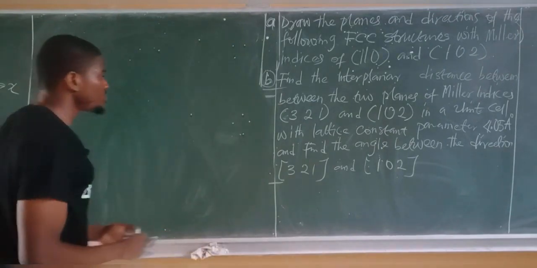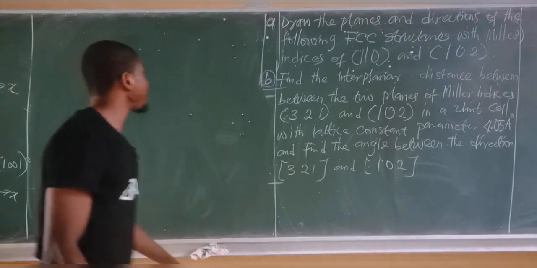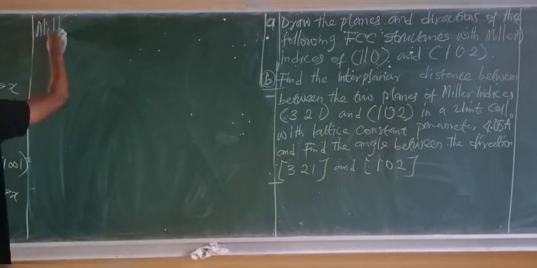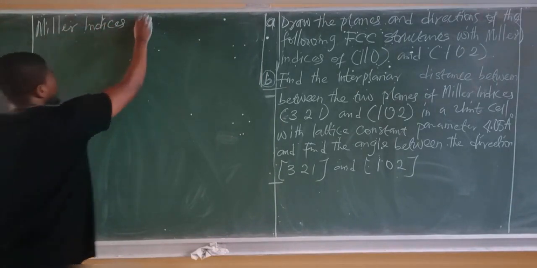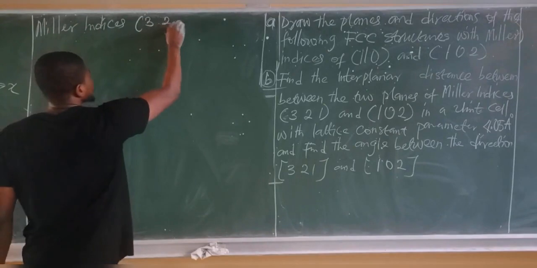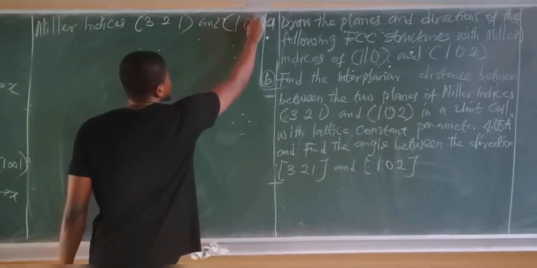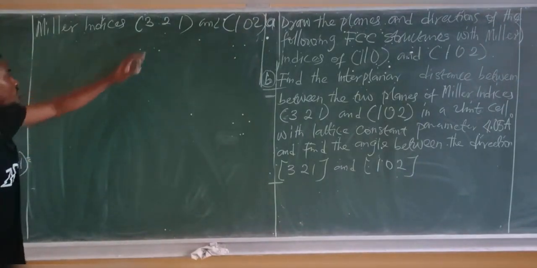All right, so in the B part of the question, we are given the Miller indices 321 and 102, and we are asked to find the interplanar distances. So let's start with the interplanar distance of 3, 2, 1.